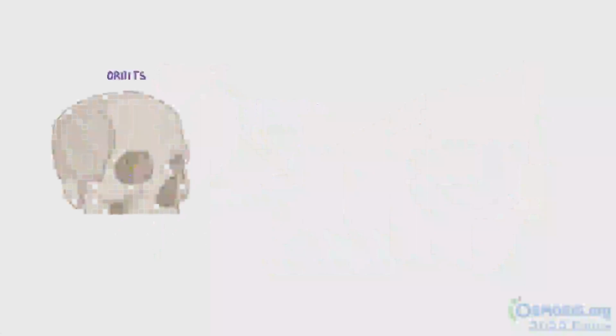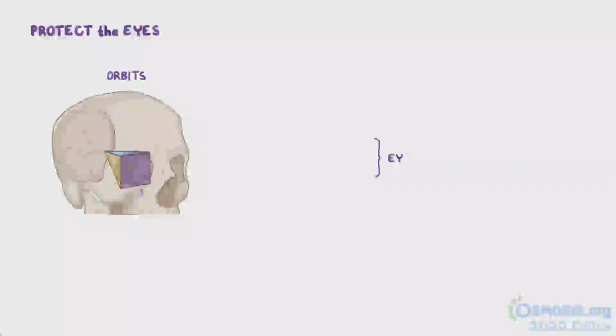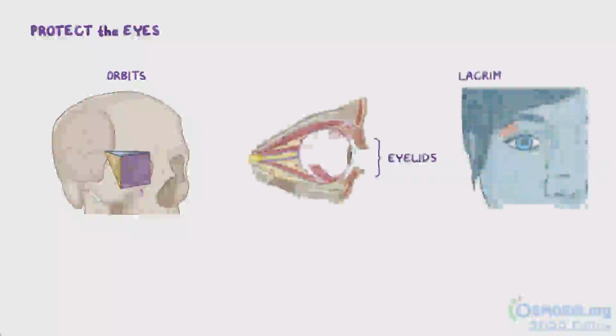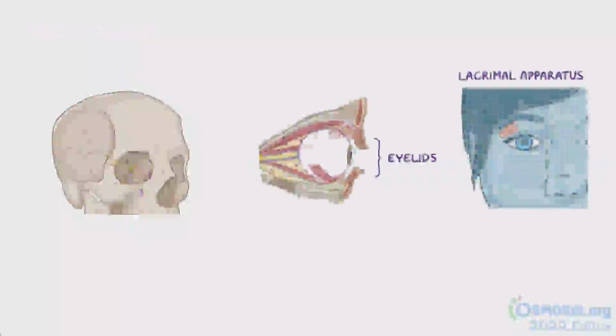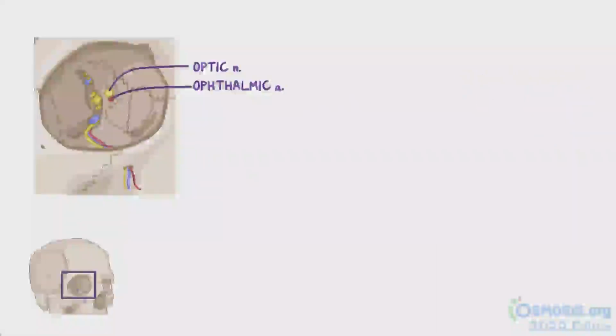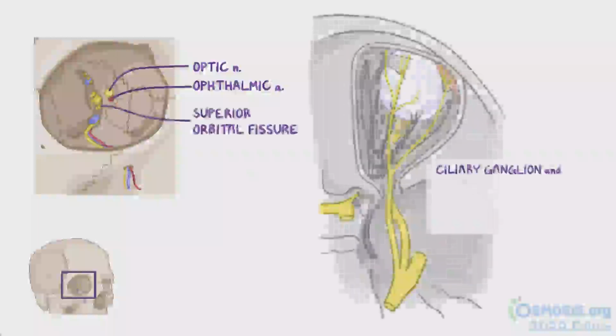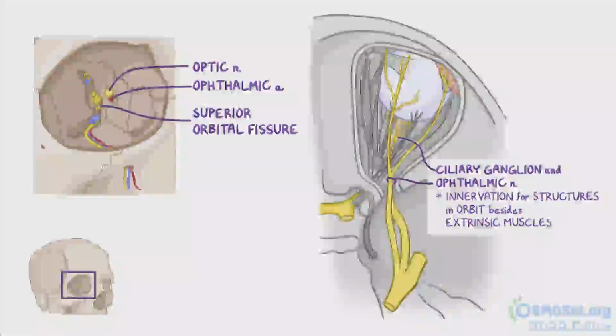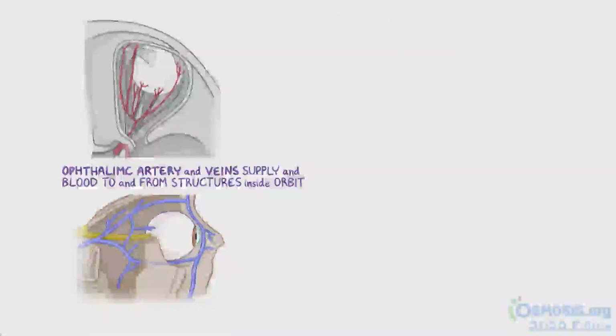All right, as a quick recap, the orbits are pyramidal-shaped cavities that house and protect the eyes, along with the eyelids and the lacrimal fluid secreted by the lacrimal apparatus. Except for the optic nerve and the ophthalmic artery, most nerves and blood vessels enter the orbit through the superior orbital fissure. The ciliary ganglion and the ophthalmic nerve provide innervation for the structures in the orbit besides the extrinsic muscles. The ophthalmic artery and veins, respectively, supply and drain blood to and from the structures inside the orbit.